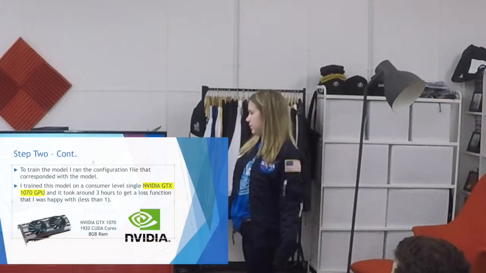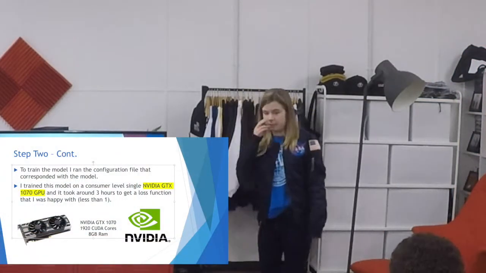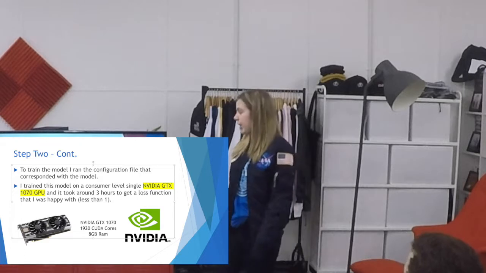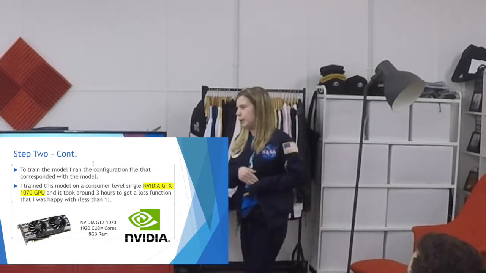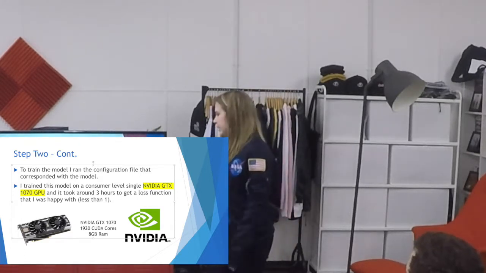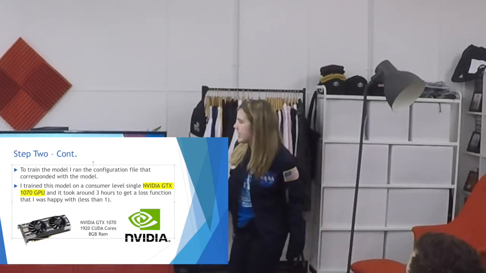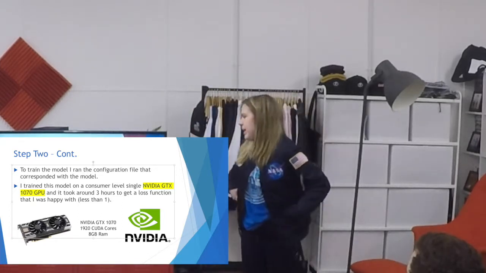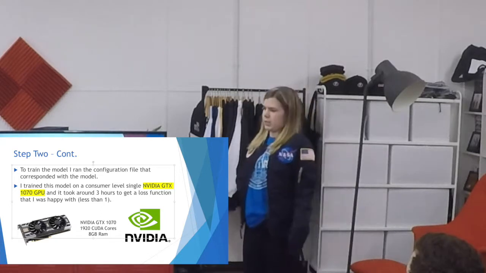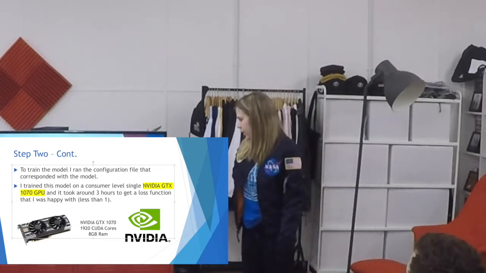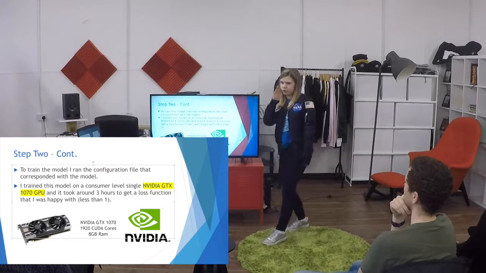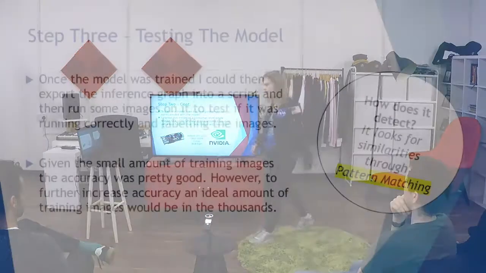To train the model, I saved all my data and then ran the configuration file that came with the Coco model, and I trained this on my single NVIDIA GTX 1070 GPU. It took me about 3 hours to get a loss function that I was happy with, but I'm pretty sure I could have trained it for less time and got about the same accuracy.